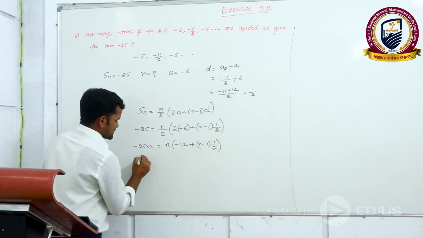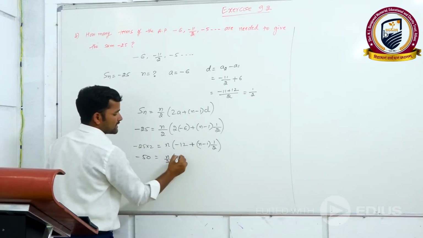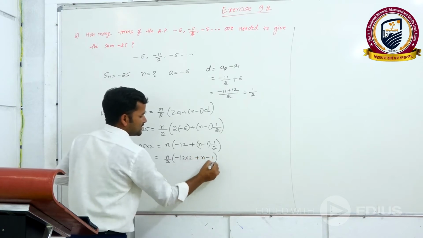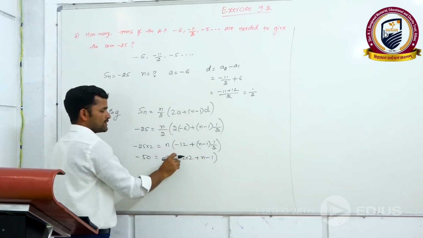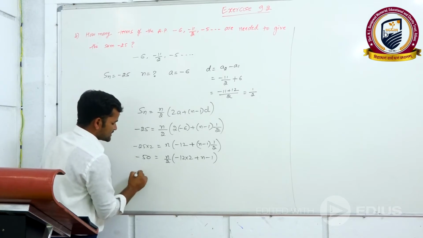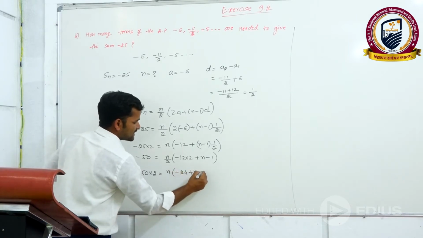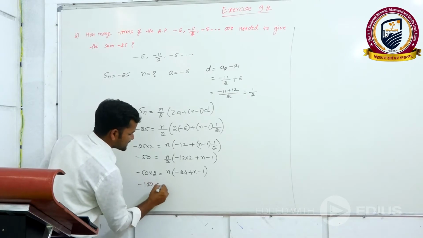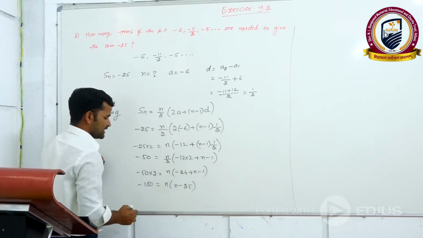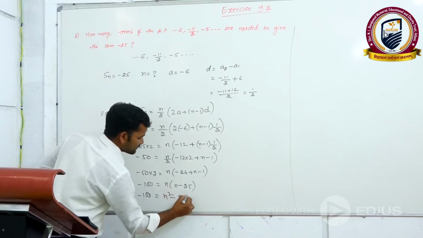That's why. Minus 50, which is equal to 1 by 2 I am taking common. N by 2 into minus of 12 into 2 we should write. 1 by 2 we are taking common. Plus of n minus 1. You see, 1 by 2 outside. Here if you multiply 1 by 2, 2 to get cancelled, minus 12 it will be as it is. Okay. Again you will take this 2 to the left hand side. Minus 50 into 2 is equal to n into minus 24 plus n minus 1. This is minus 100 is equal to n into n minus 25. Here minus 1, minus 24, minus 25. Minus 100 is equal to n into n square minus 25n.